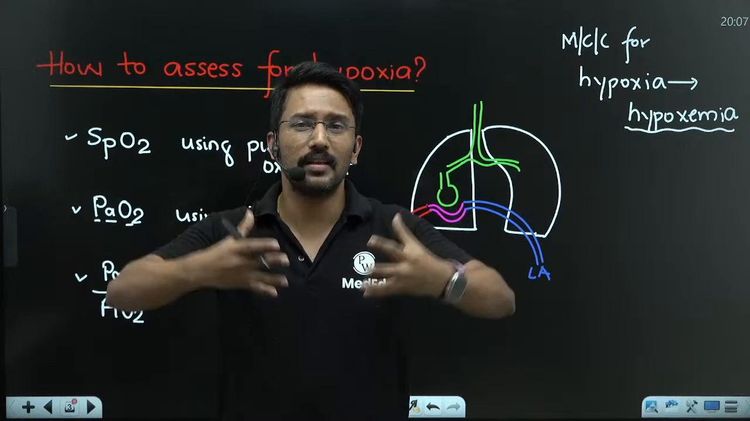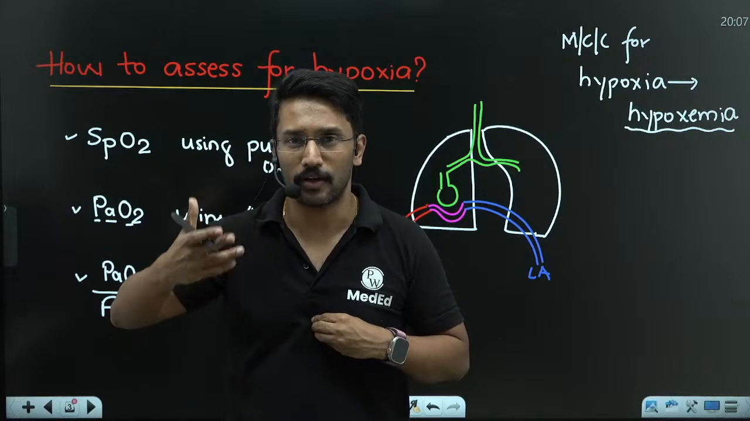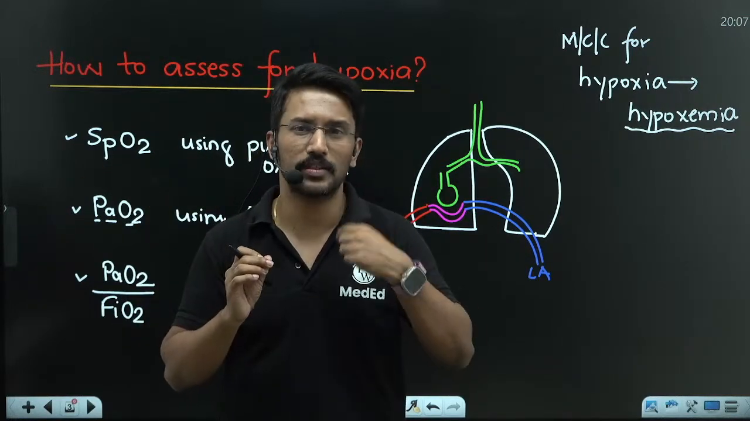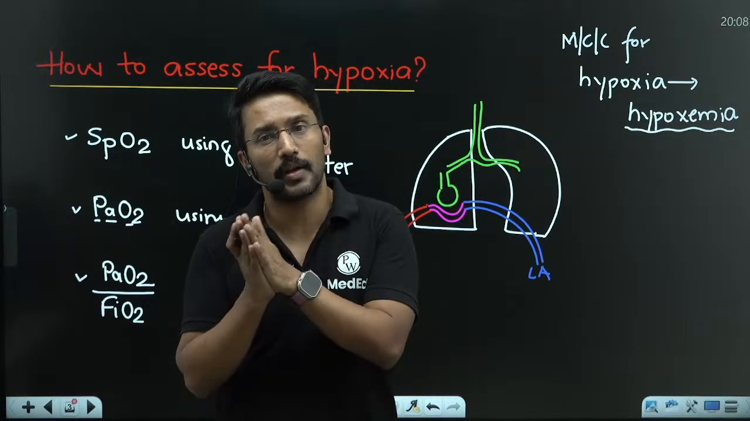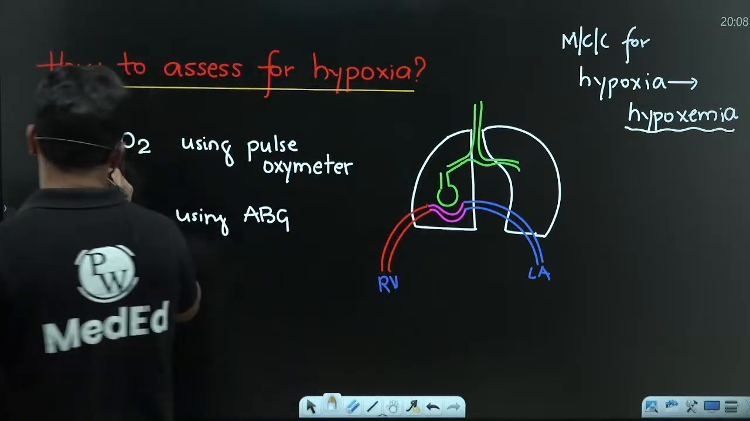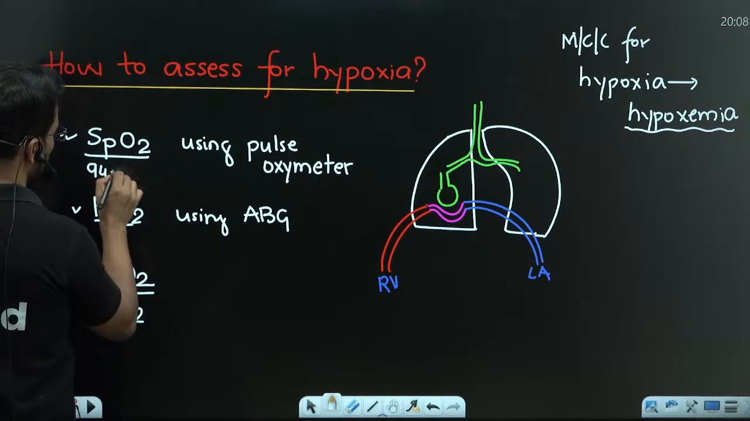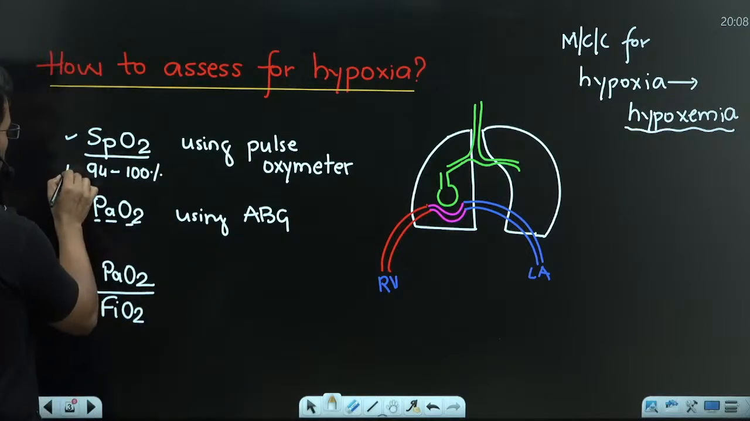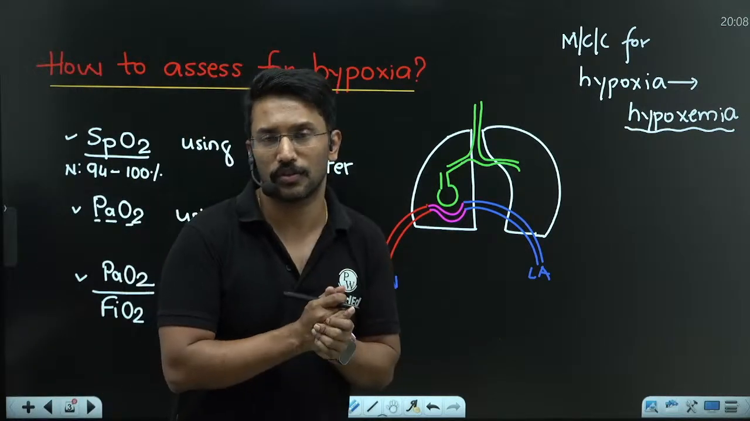So when I'm breathing in 21% oxygen, the rest of the air is nitrogen, helium, hydrogen, and other gases, including pollutants. So only 21% oxygen goes into my lungs. With that 21%, I should be able to maintain a saturation of what is a normal SpO2? The normal SpO2 ranges from 94 to 100%. I will be able to maintain that when I breathe in 21% oxygen.